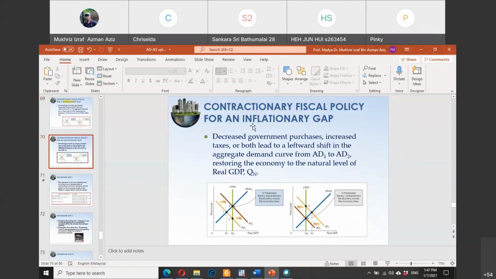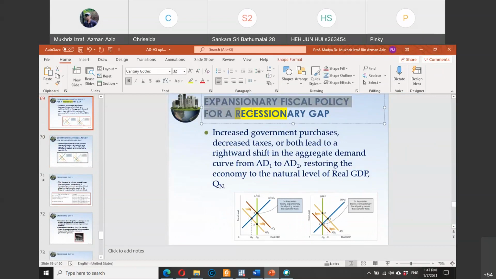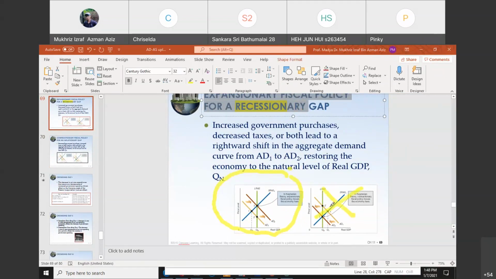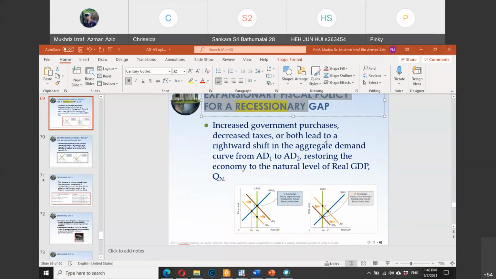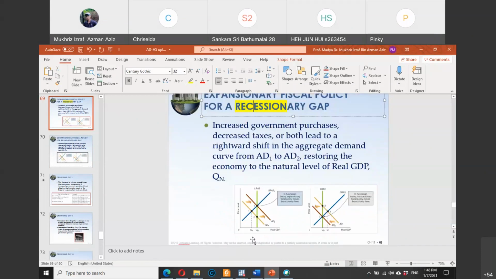Okay, for this slide on expansionary fiscal policy, the discussion is only for this particular graph. This graph is not part of the discussion; that will be done for the next slide. Whenever you read this slide on expansionary fiscal policy, the discussion is here because that will cause the aggregate demand curve to shift to the right.